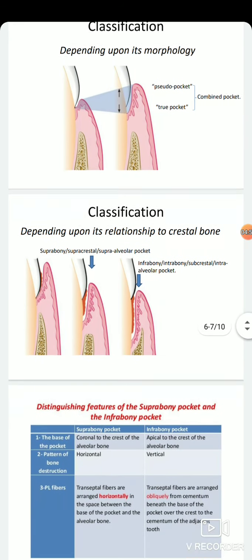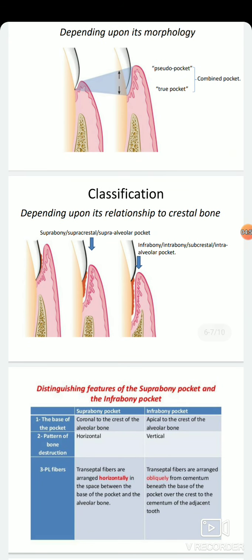So when do you see pseudo pockets? Pseudo pockets are normally seen in gingival enlargements, whereas true pockets are normally seen in periodontal disease, that is periodontitis, localized or generalized periodontitis, or even aggressive type of periodontitis. And combined pockets also can be seen when there is periodontitis associated with gingival enlargements.